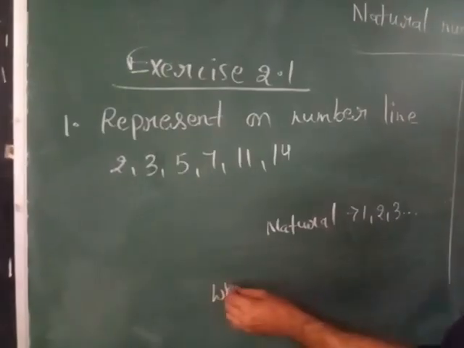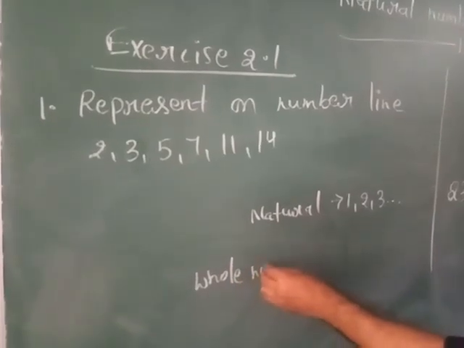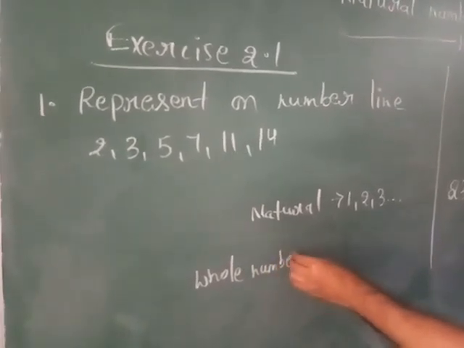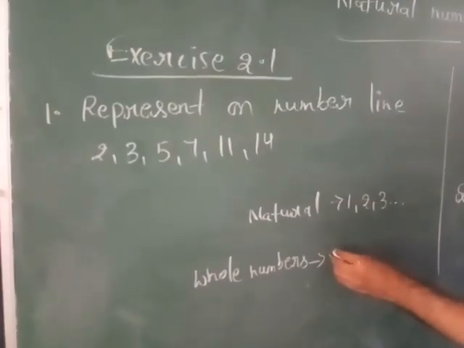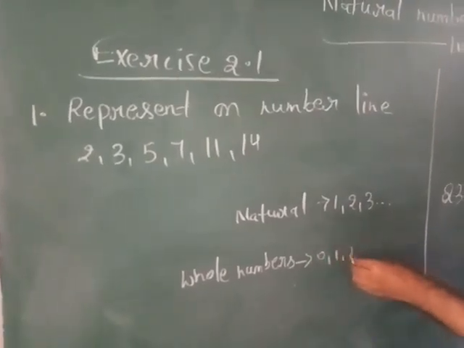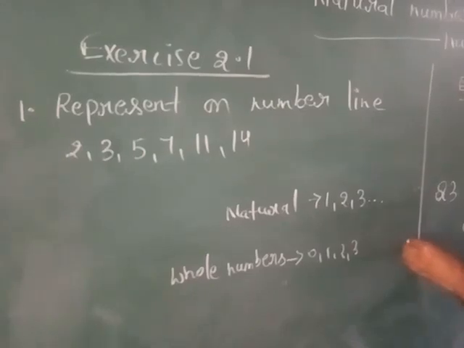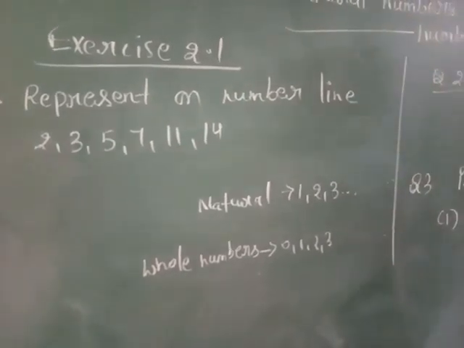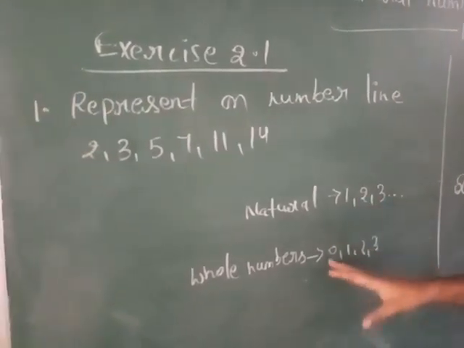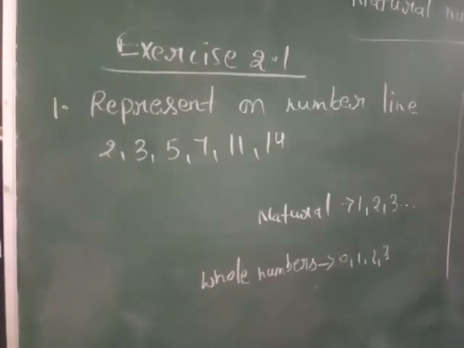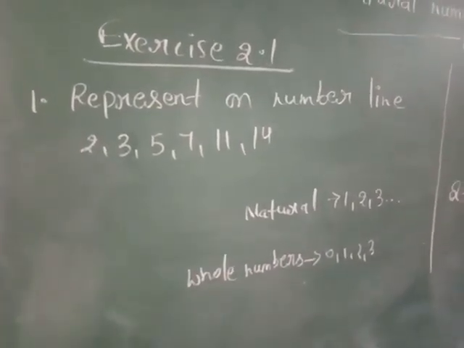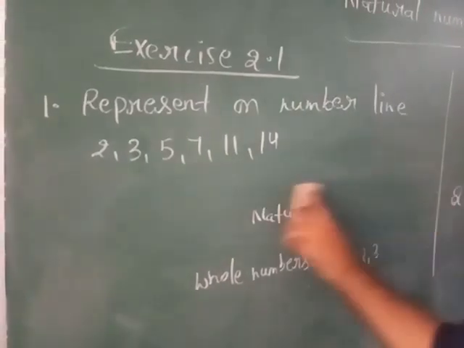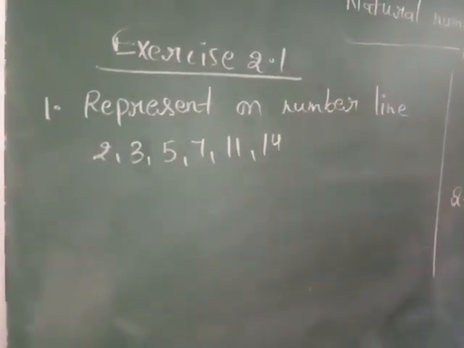And whole numbers, if we start the numbers from 0, then 1, 2, 3 to infinity, those are whole numbers. Means if we add 0 to the natural numbers, they are called whole numbers. So that is the difference between natural numbers and whole numbers. Now we will start the exercise.